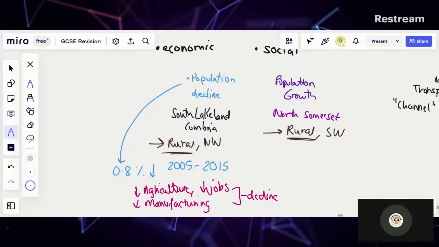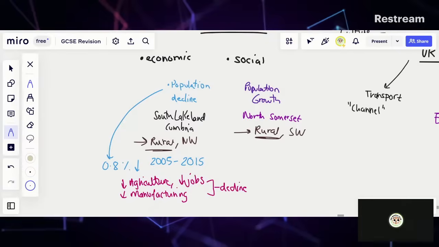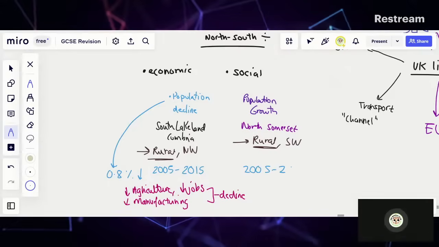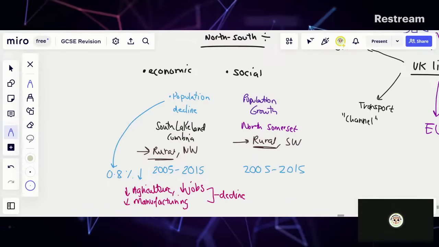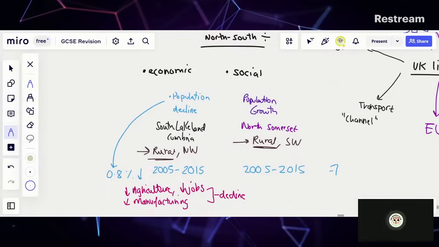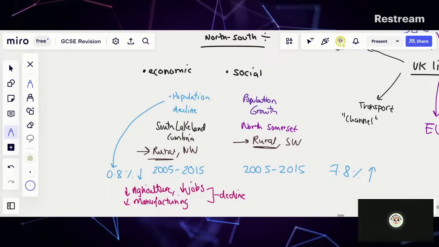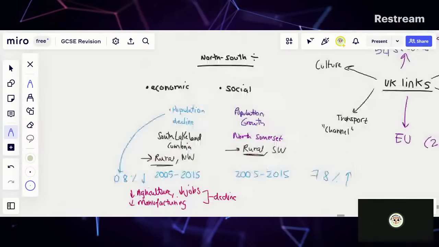Now, what caused the population increase in North Somerset? What happened was actually between the same years, so between 2005 and 2015, the population of North Somerset grew by 7.8%. So a massive growth in comparison to the decline in South Lakeland.